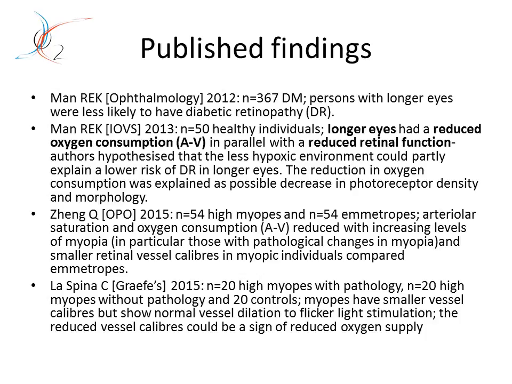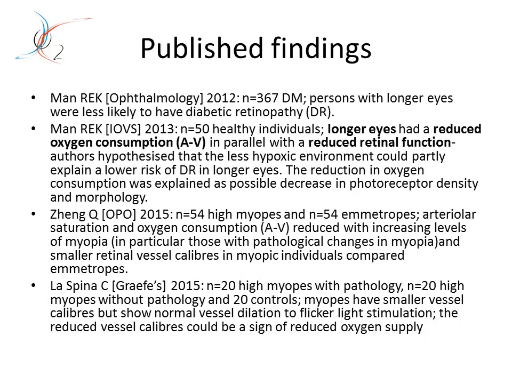They used this study to further explain their first findings, hypothesizing that if you have a longer eye, you have a less hypoxic environment, and that could partly explain, in their opinion, the lower risk of diabetic retinopathy in longer eyes. The reduction in oxygen consumption, they thought, could be partly attributed to change in photoreceptor density and change in morphology in the retina.